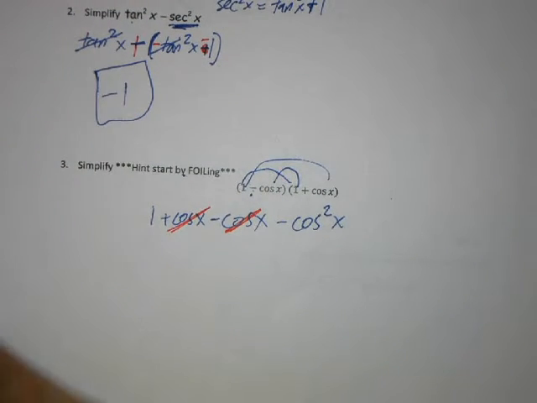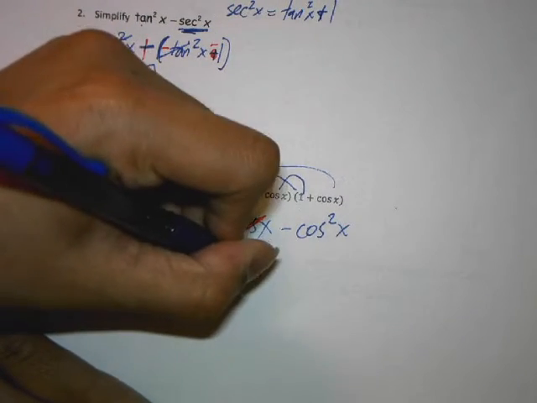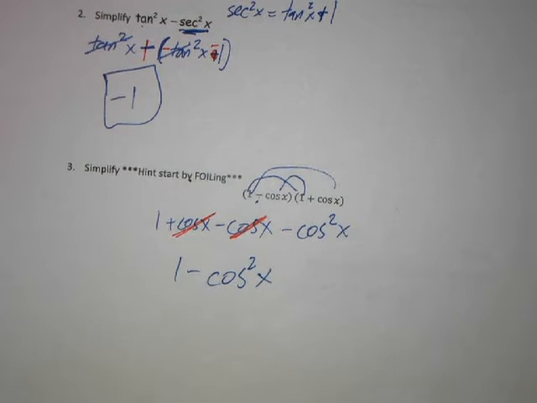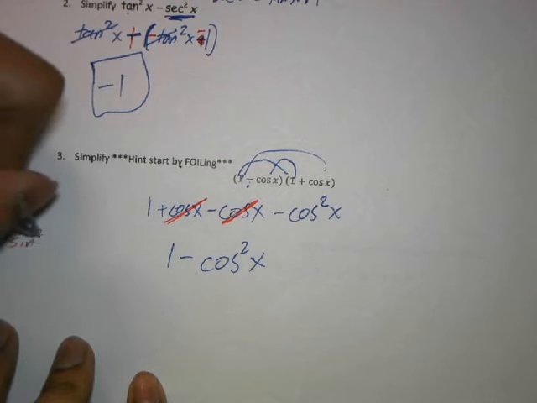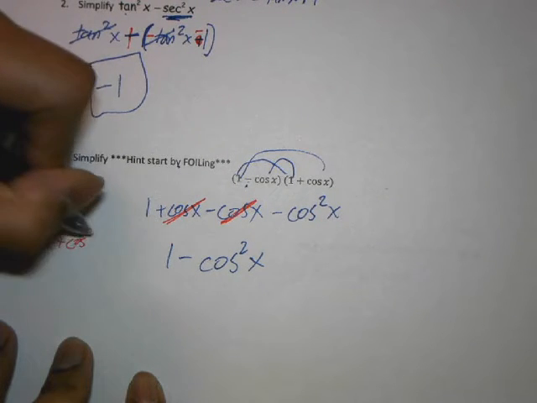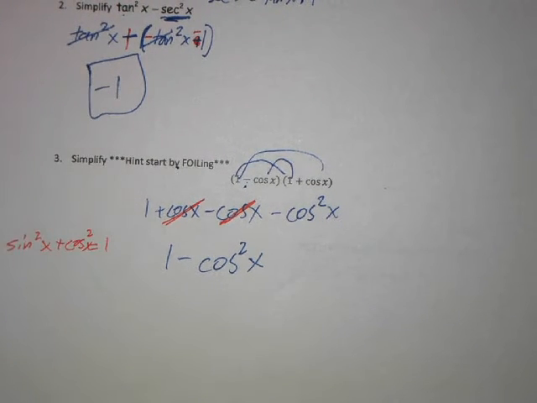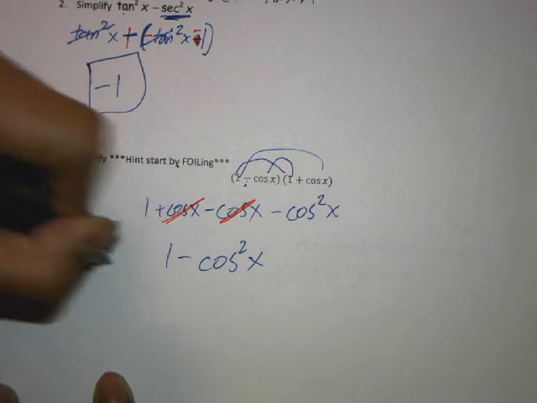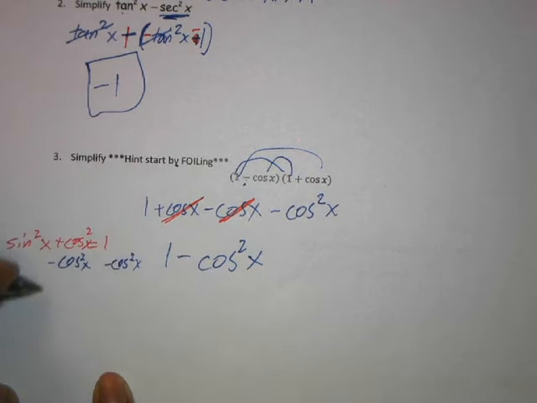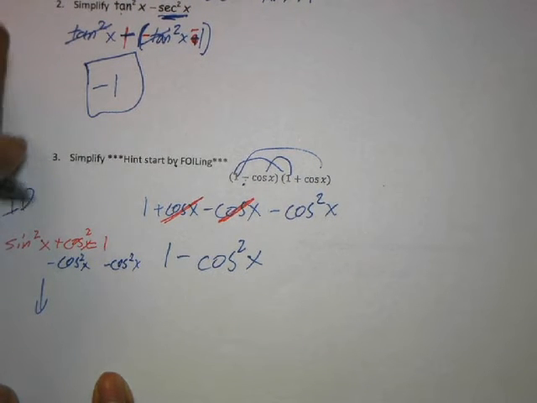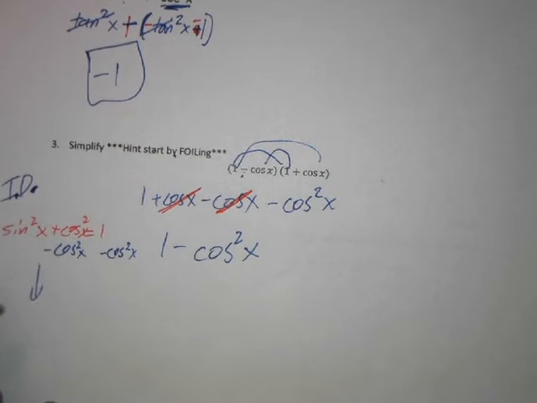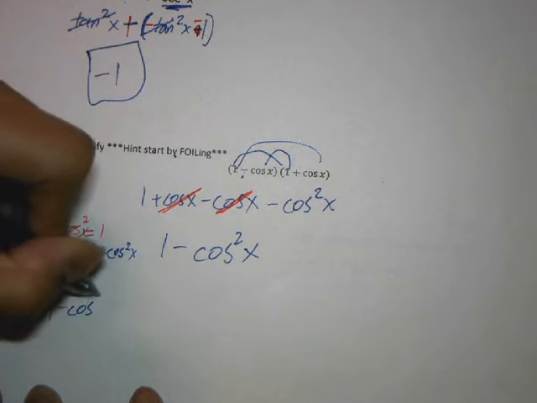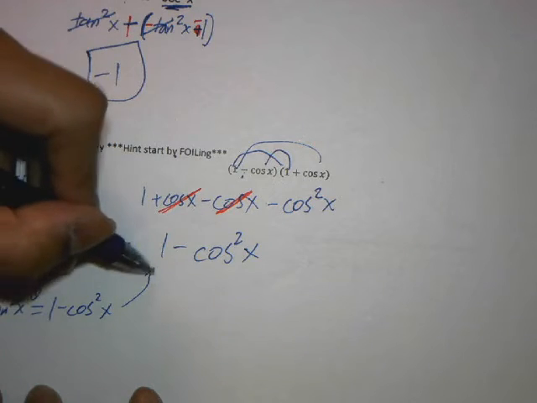All right, and we've got 1 minus cosine squared x. Pretty good so far, but we haven't finished yet. We have an identity that we can use here: sine squared plus cosine squared equals 1. So you might notice that if I subtract the cosine squared over here, I'm going to get this as my identity. Let's note this as my identity. I get sine squared equals 1 minus cosine squared, which happens to be the piece I had right here.